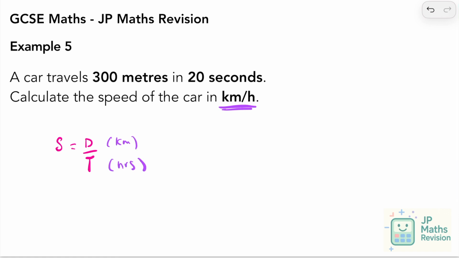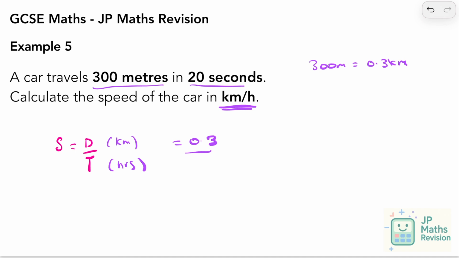So at the moment, we have 300 meters. To convert 300 meters to kilometers, we divide by 1,000. So 300 meters is going to be 0.3 kilometers. So it's going to be 0.3 and we're going to divide that by the time, which is 20 seconds, but we need to get 20 seconds into hours.